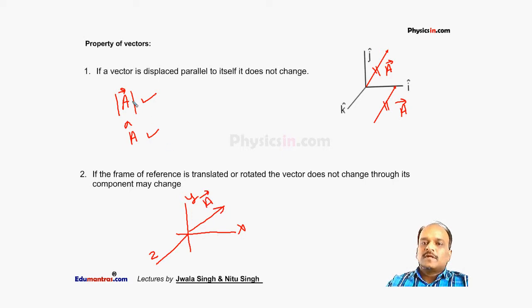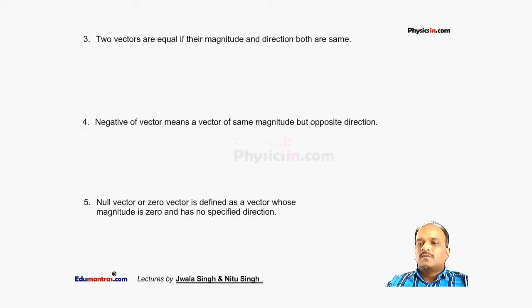Since this vector is made up of magnitude and direction, if I rotate this xyz axis, if I make this y-axis, x-axis and z-axis like this, but the vector remains same, so if the magnitude and direction of the vector is same, then rotation of this coordinate system never changes the vector. Its component may change. The next property is two vectors are equal if their magnitude and direction both are equal.